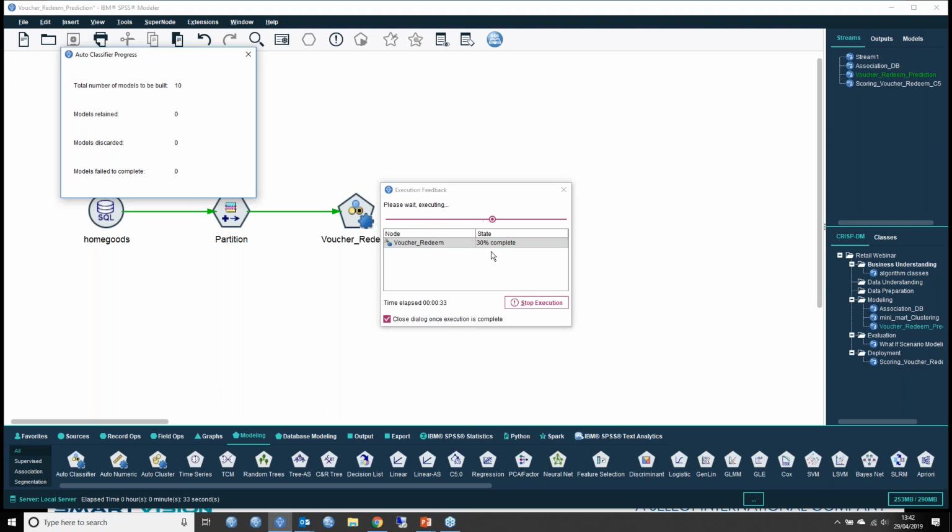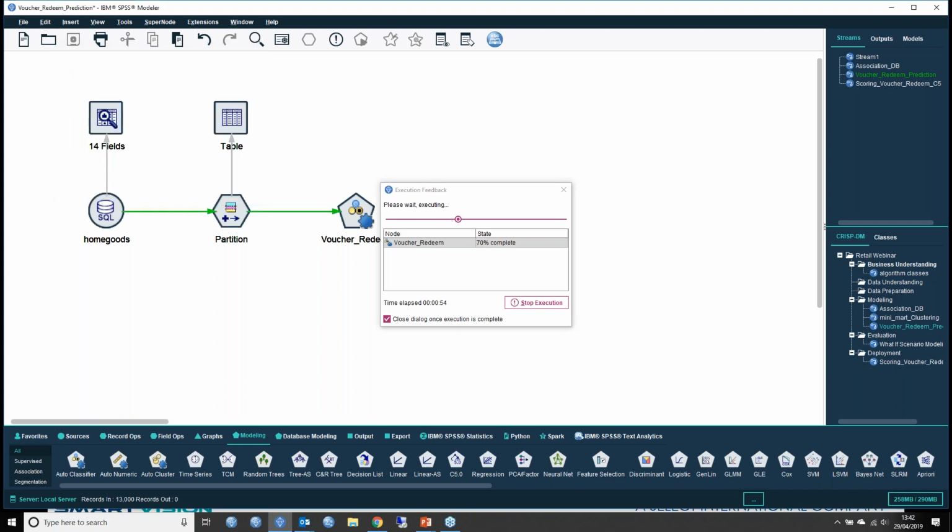In other words, there are different criteria we can apply to decide which model wins. I think in this case it's a measure of accuracy. So it's saying, okay, try and find the most accurate ones at predicting the outcome in the testing group. That's what it's trying to do. So it says I've got 10 models to build. One has failed thus far, so it's dropped one out. Now it's finished, and it retains by default the top 3.